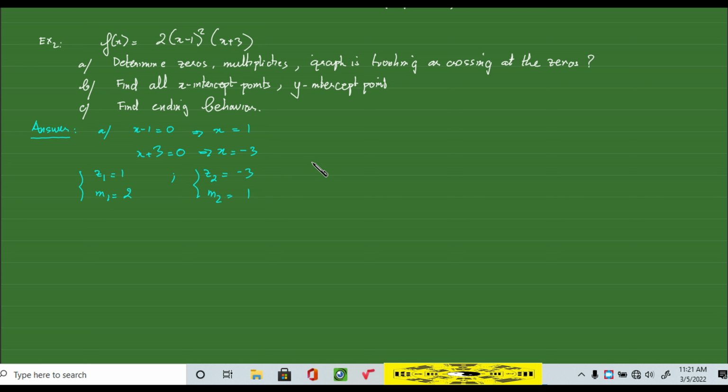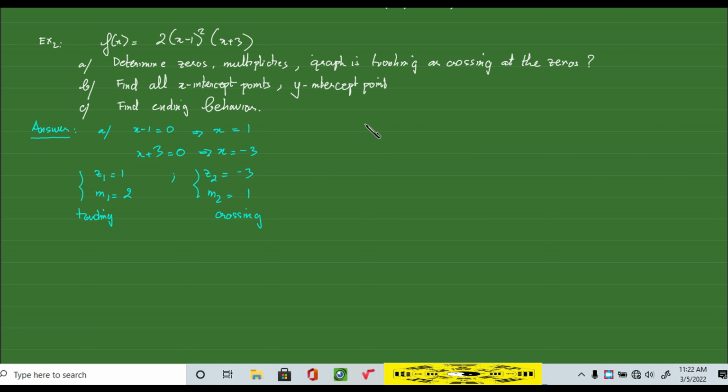Okay, so that is the 0 and multiplicity. And how do I know whether it's crossing or touching? The multiplicity here is even, so this one is touching the x-axis, and over here it will be crossing the x-axis. Here you go, that's easy, huh? That is how you answer the first part.